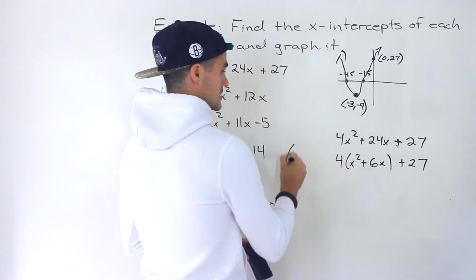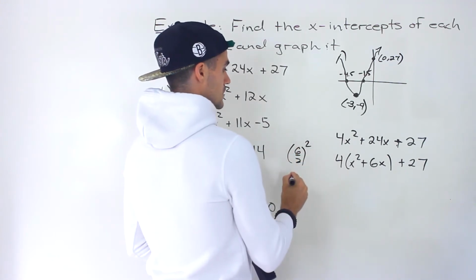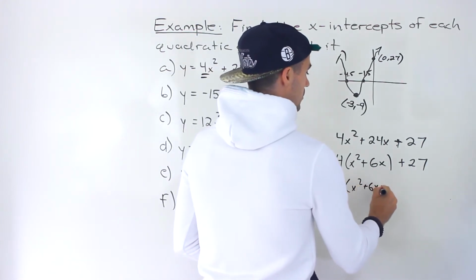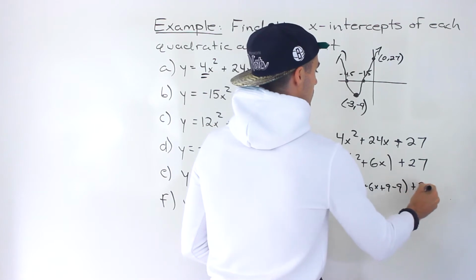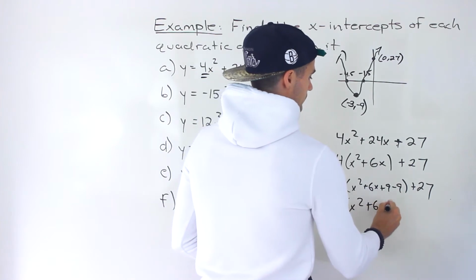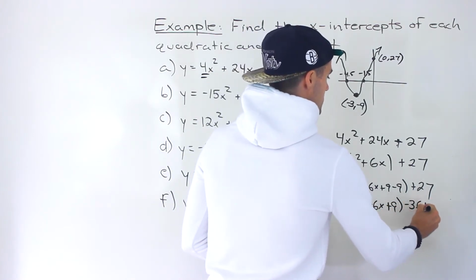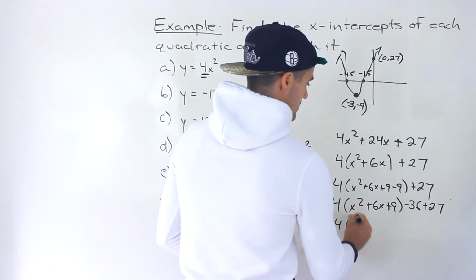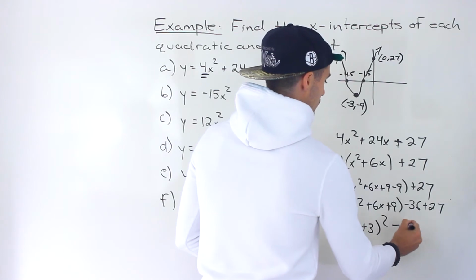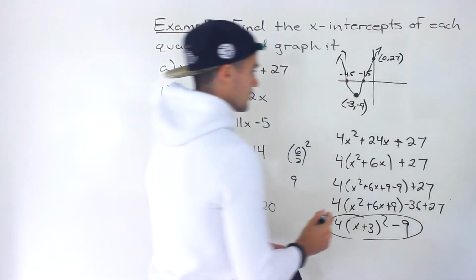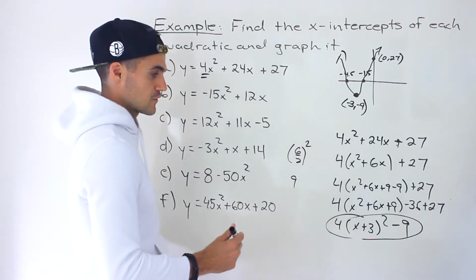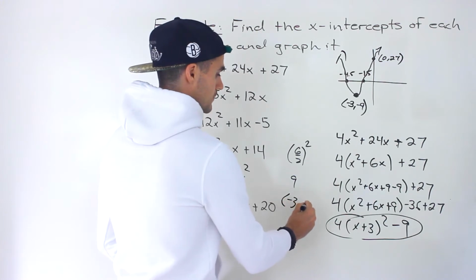Then we take the 6 divided by 2, square it, which would give us 3 squared, which would give us 9. So we'd have 4x squared plus 6x plus 9 minus 9 plus 27. Take the -9 out, multiply by the 4, which would give us -36 plus 27. And then this is always going to be a perfect square trinomial. And then we're going to end up with -9, like that, right? So this quadratic and this quadratic are the exact same thing. And then notice that from this vertex form, we can get that vertex -3, -9.